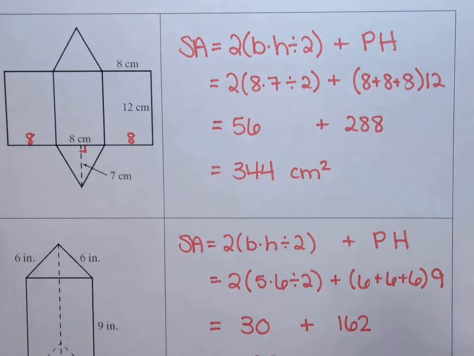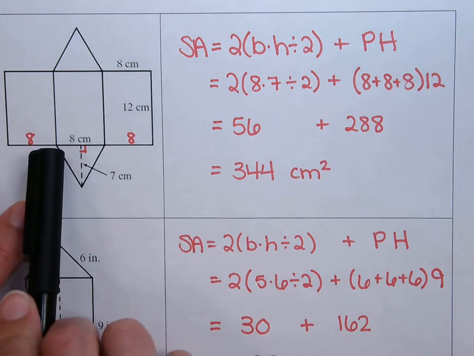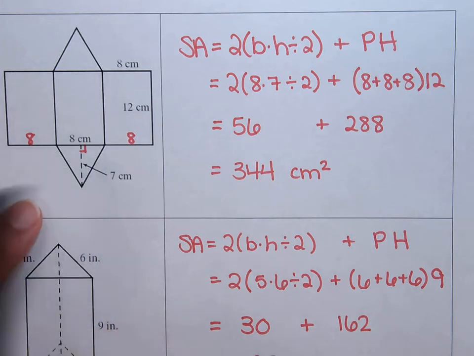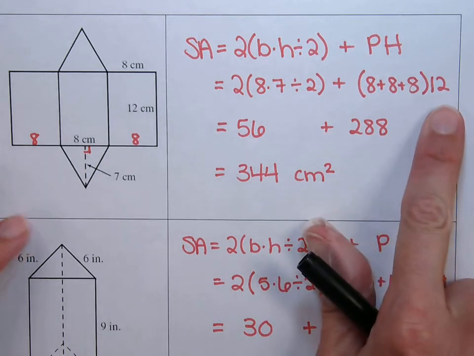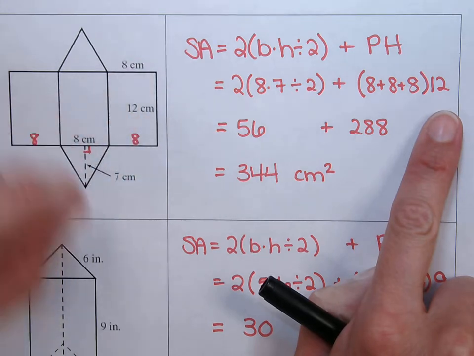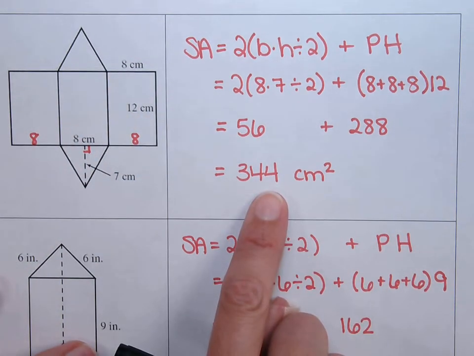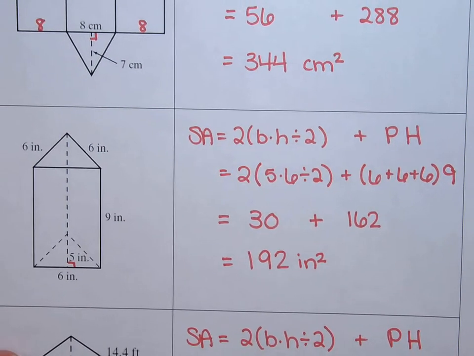So number 1, I found that the base and height of my triangle were 8 and 7, and then the perimeter of my triangle was 8, 8, and 8. So that means this was an equilateral triangle. And 12 was the height of my prism, because again, 12 is what connects my 2 triangles together. I find the total surface area to be 344 square centimeters.